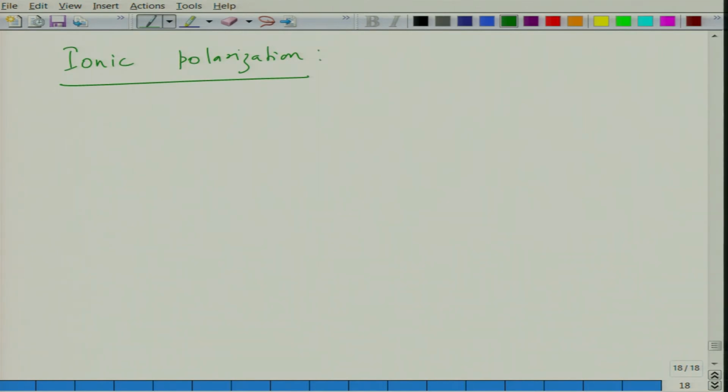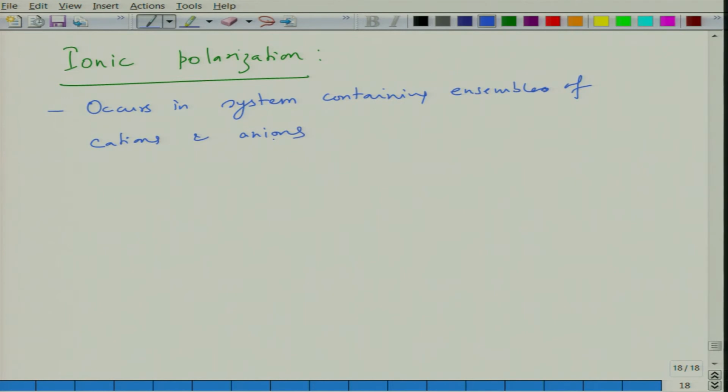Ionic polarization happens in systems where you have positive and negative ions. So basically it occurs in systems containing an ensemble of cations and anions. Imagine, for example, sodium chloride or any oxide. So this is something that will be present in every oxide, for instance. As a result, most dielectric materials will have this mechanism.